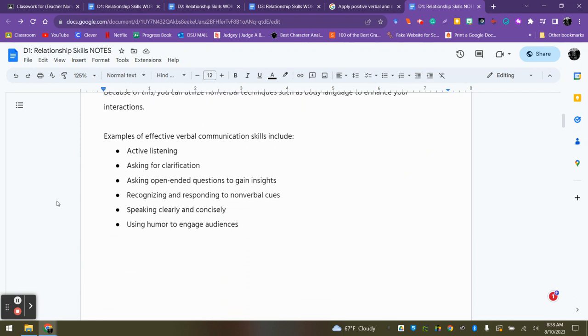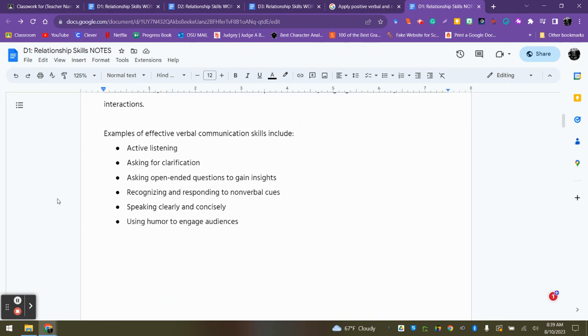Examples of effective verbal communication skills include active listening, asking for clarification, asking open-ended questions to gain insights, recognizing and responding to nonverbal cues, speaking clearly and concisely, and using humor to engage audiences.